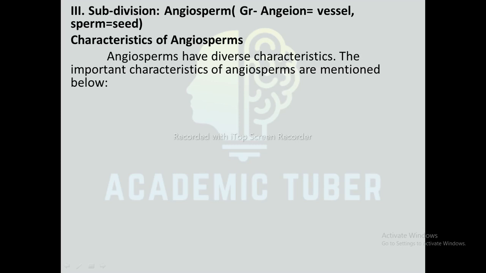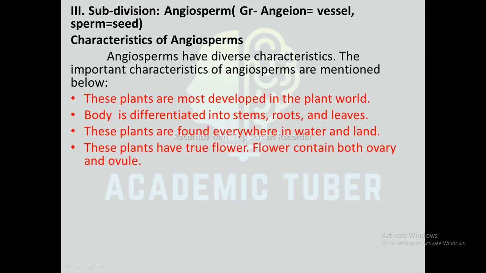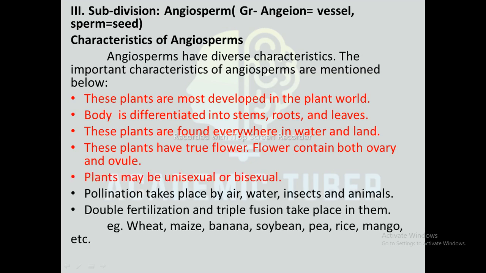Third one is subdivision Angiosperm. Angiosperms have distinct characteristics. Some of them are given here. These plants are most developed in the plant world and the body is differentiated into root, stem and leaves. These plants are found everywhere in water and land. These plants have true flowers, that is, flowers contain both ovary and ovule.